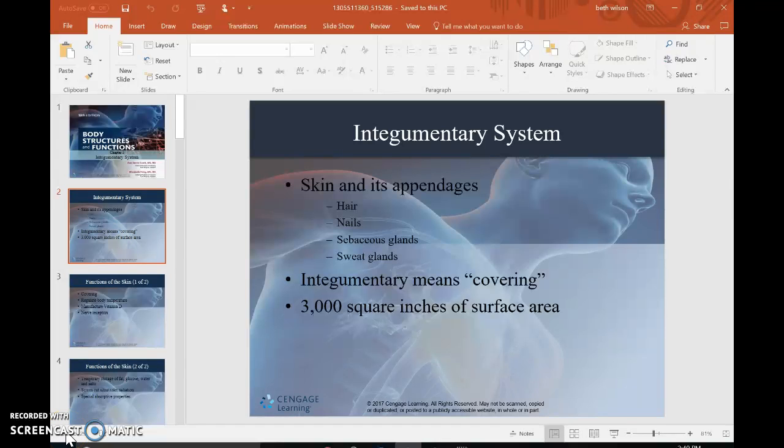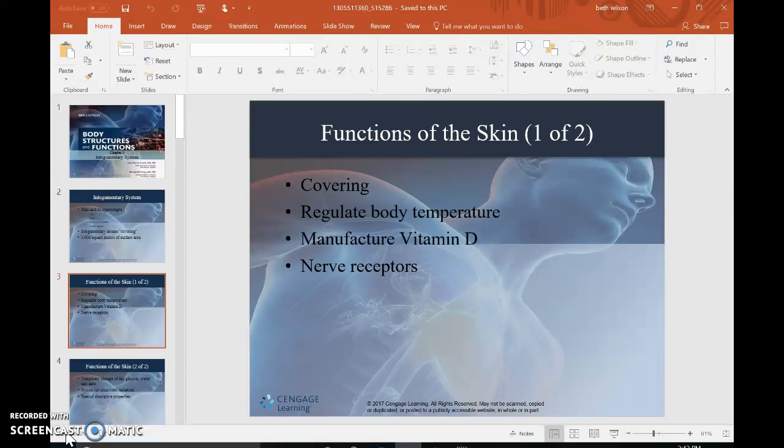The integumentary system, our skin, reaches 3,000 square inches of surface. It's the largest organ that we have on our body. So moving right along, what are the functions of the skin? I want you to stop here. You're going to push pause on the video, and you're going to get in your table groups, and I want you guys to think. Okay, scratch that. We're not stopping the video. Moving right along. Functions of the skin.